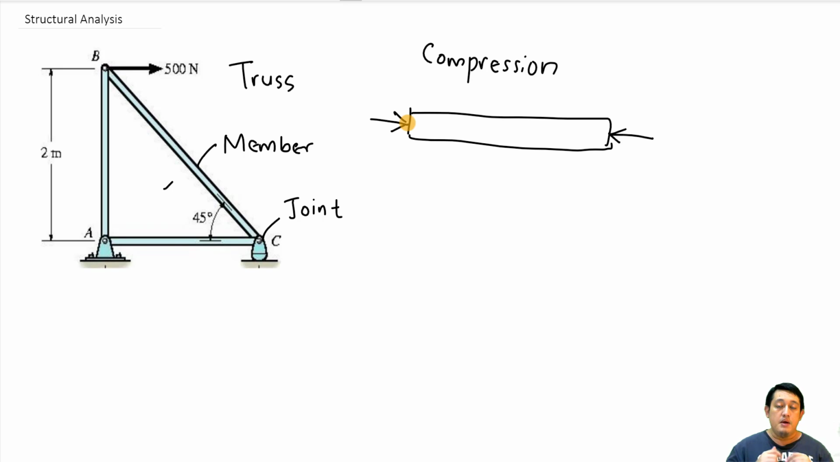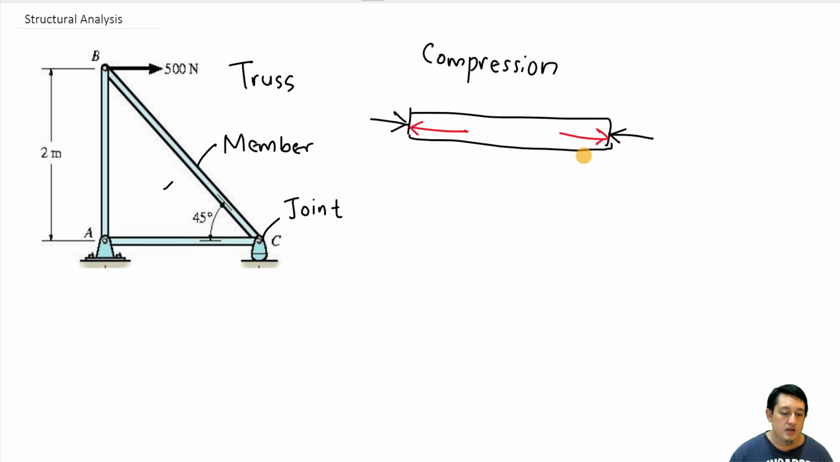Because the member tries to maintain its shape, it will create a reaction force. In which direction? Because it wants to cancel the external force, the force created inside this member will be in this direction. What about this point here? This point is also the same. The member will create a reaction force like this, in the opposite direction but same magnitude.